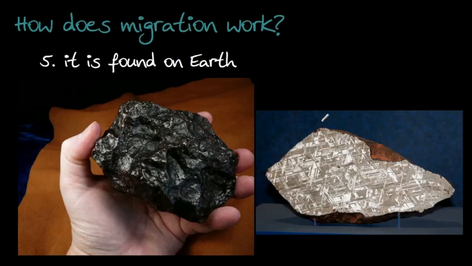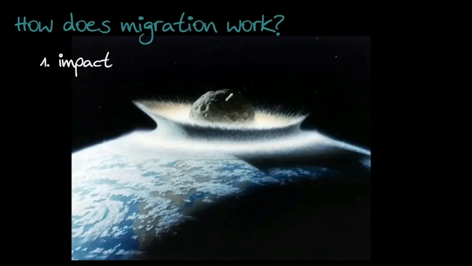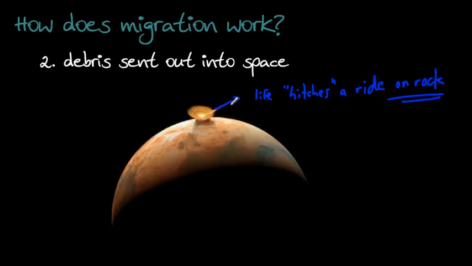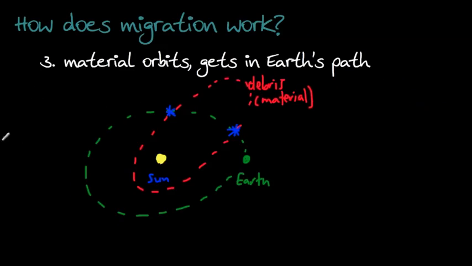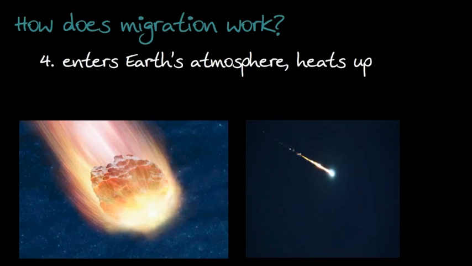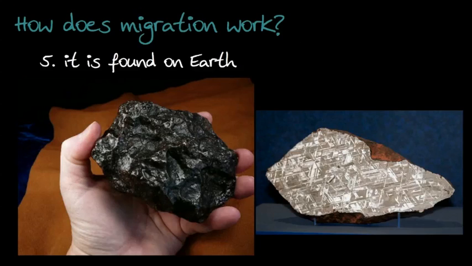This seems really far-fetched. Okay, and in fact, we have no idea if this really happened. But what's really awesome is that we're quite sure this process does happen, minus the life on it. We know that planets do get impacts. Those impacts do send debris out into space. Those debris do run into the Earth. They do come in and enter our Earth's atmosphere and heat up, and we do find them on Earth.